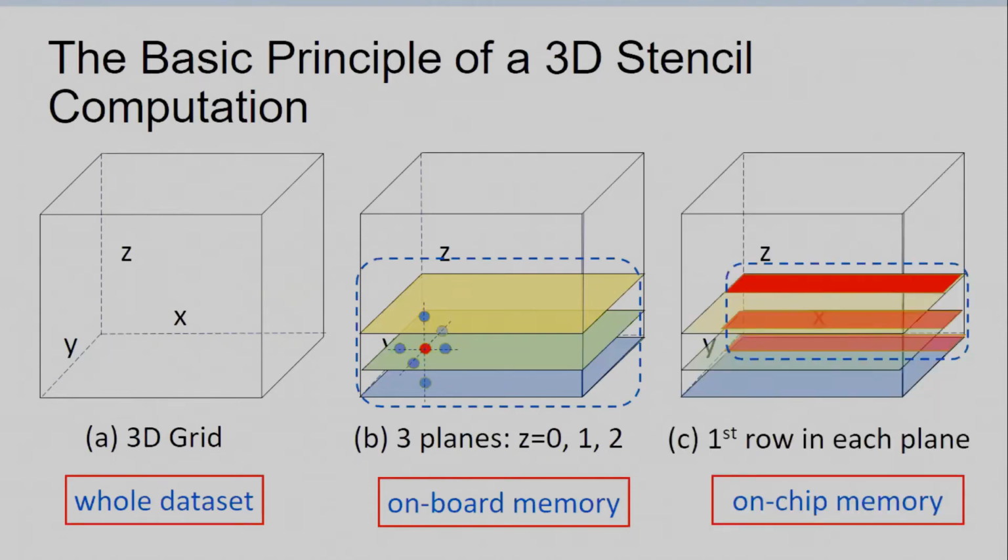Also, since accessing onboard memory has a relatively long latency, we also keep 3 row buffers on the on-chip memory, which corresponds to the 3 planes on the onboard memory. Each time, we load 3 rows from the onboard memory into on-chip memory. Once we finish the calculation of one row, we keep loading next rows until we finish the calculation of our whole XY plane.